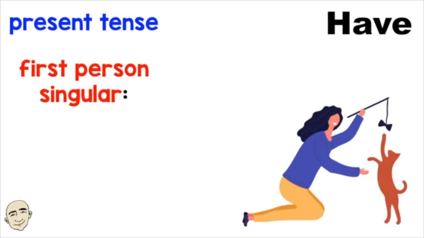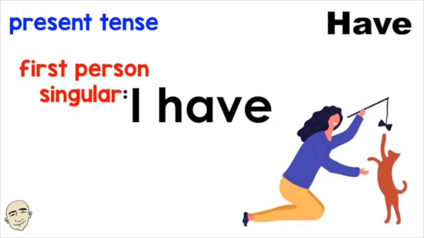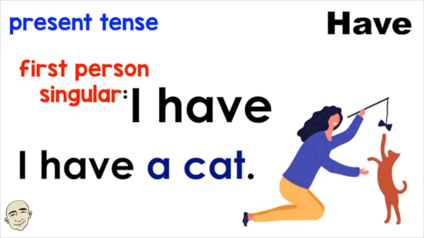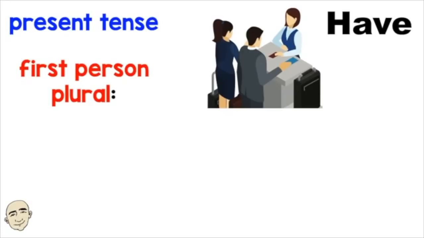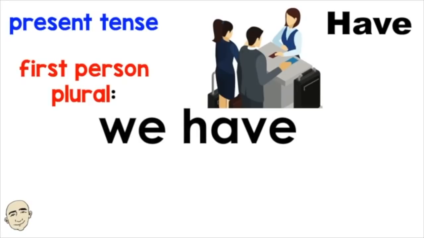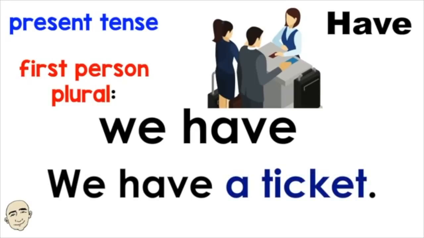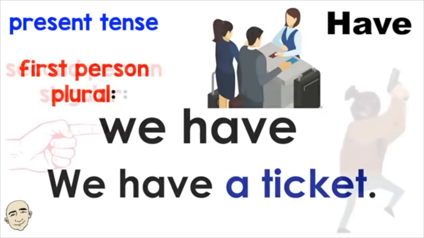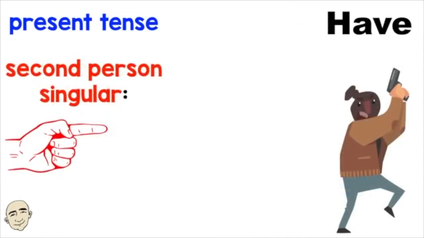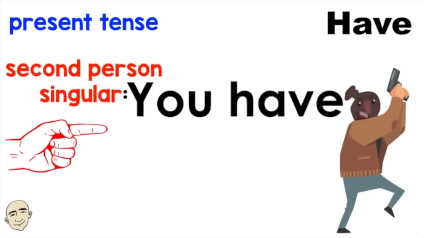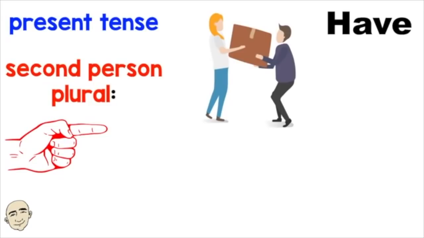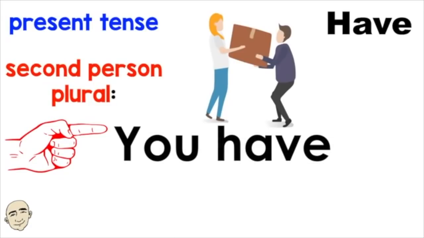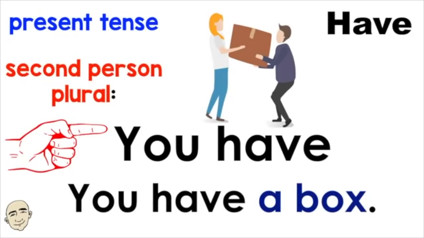Present tense, first person. I have a cat. First person, plural. We have a ticket. Second person, singular. You have a gun. Uh-oh. Second person, plural. You have a box.